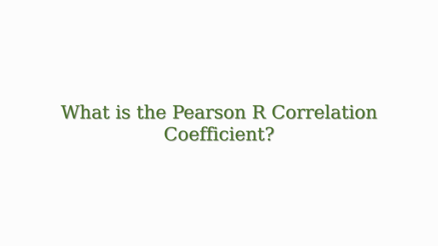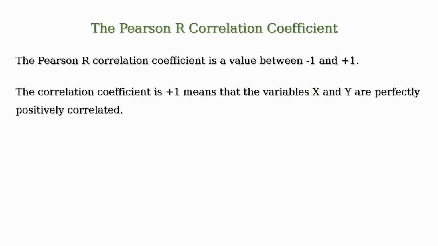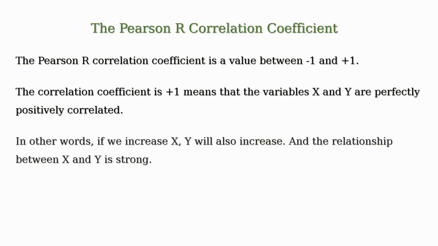So, how do we interpret this correlation coefficient between x and y? The Pearson-R correlation coefficient is a value between -1 and +1. The correlation coefficient being +1 means that the variables x and y are perfectly positively correlated. In other words, if we increase x, y will also increase, and the relationship between x and y is strong.